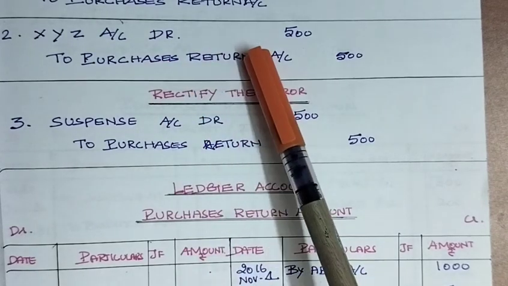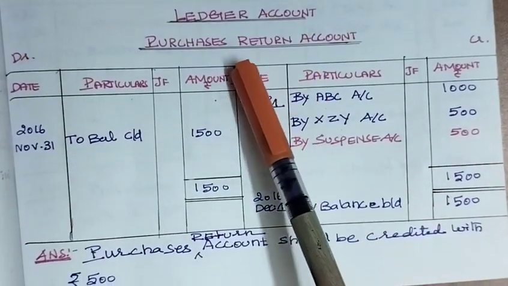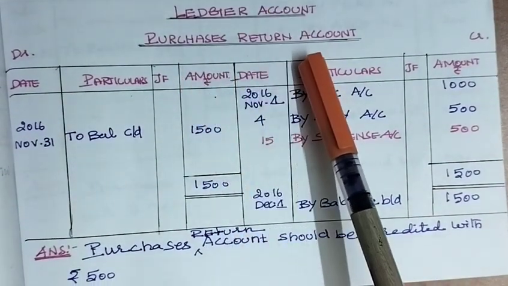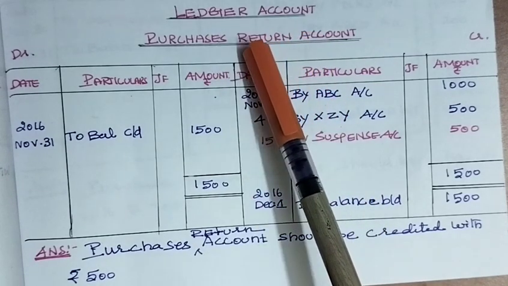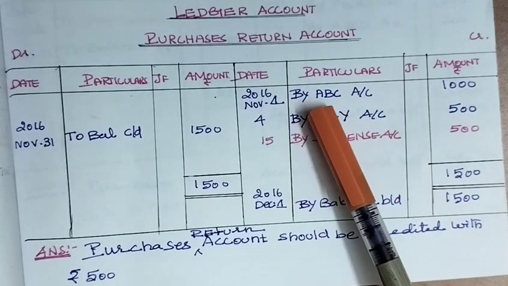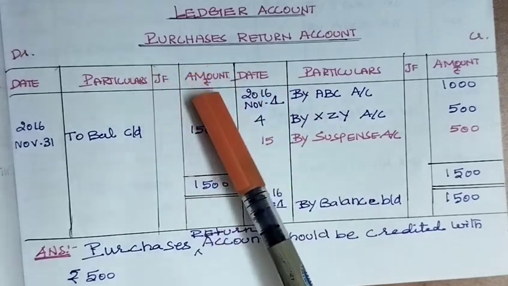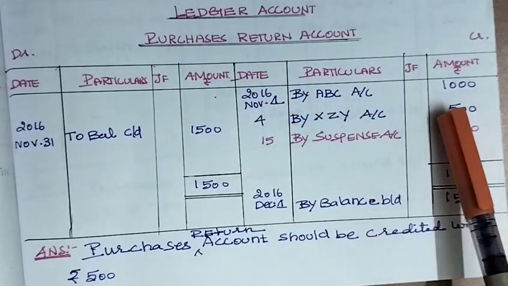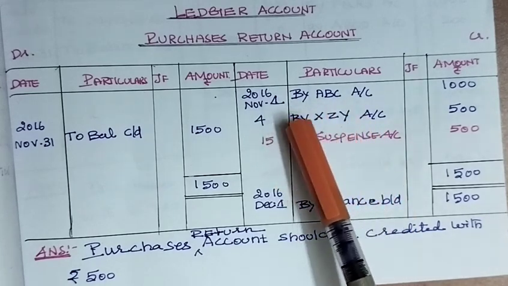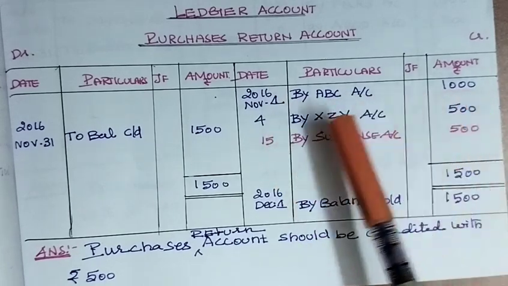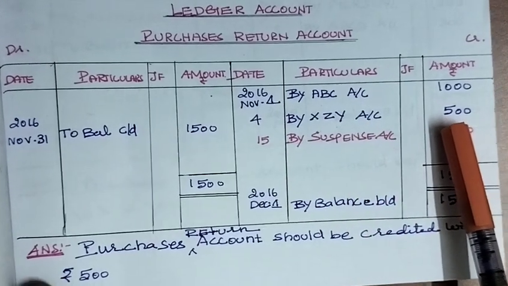Like that, how do you post it into the ledger account? In the ledger account, under the heading of purchases return account, it is on the credit side. On the credit side, the opposite accounts are ABC account and XYZ account, right? So on the credit side you write by ABC account 1000 rupees and XYZ account 500 rupees. This is the original journal entry.